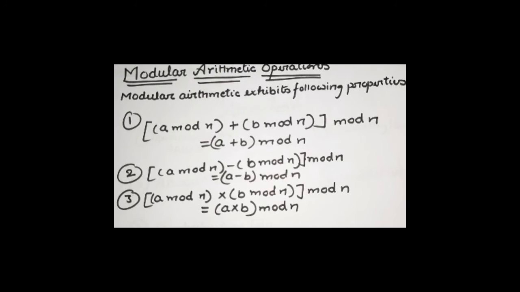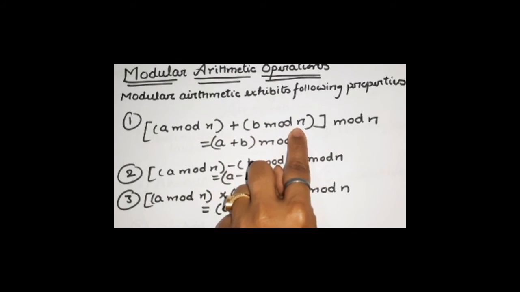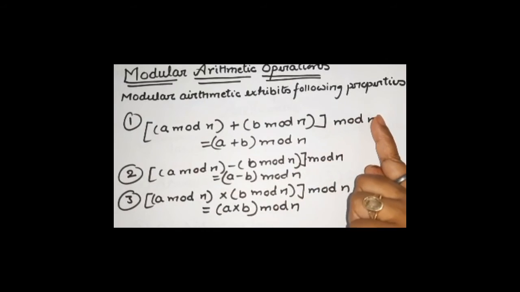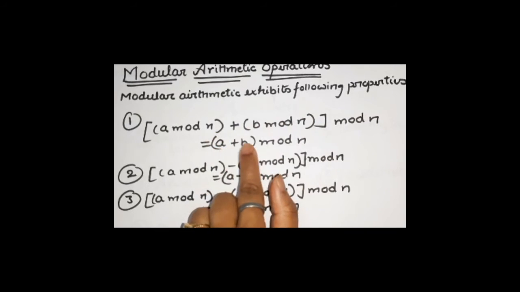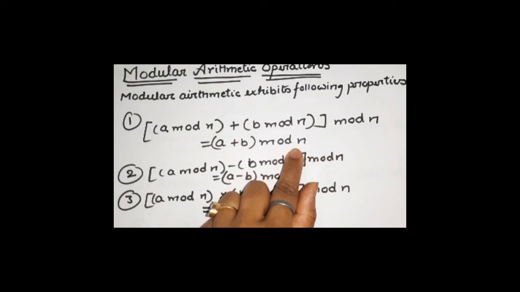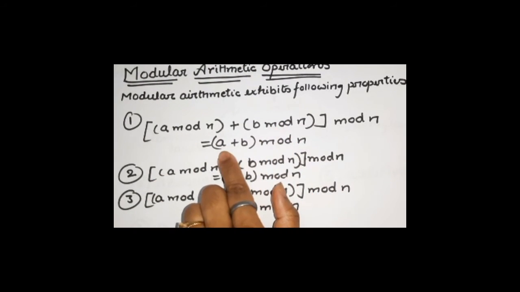Moving ahead to modular arithmetic operations. Now, what are modular arithmetic operations? Modular arithmetic exhibits certain properties. Now see, what properties does modular arithmetic represent? If you perform A mod n plus B mod n, and take the whole thing mod n, then you can simply write this as A plus B mod n. When you add A mod n to B mod n, you can write this as A plus B mod n.